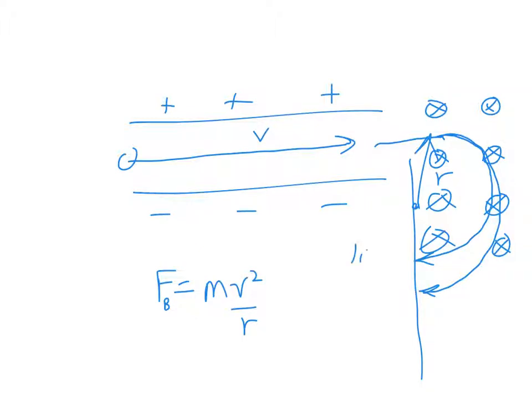So the lighter ones will land here, the heavier ones will land here, and that's how they're able to separate the different isotopes by collecting the particles that hit at different locations on a collecting screen there. So that's how a mass spectrometer works.